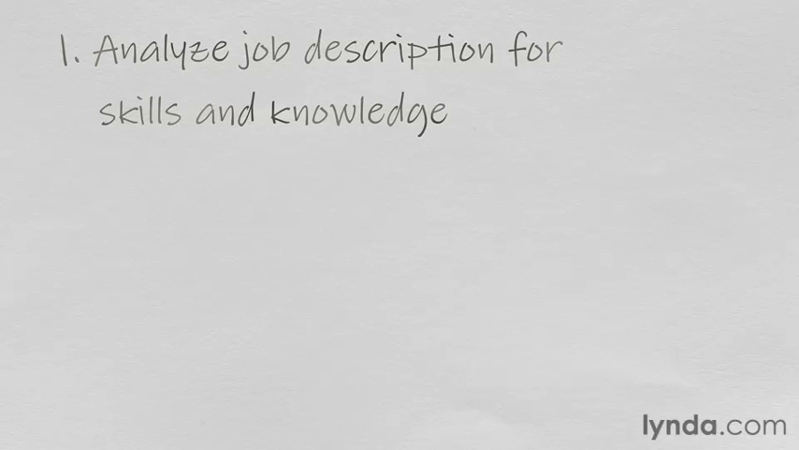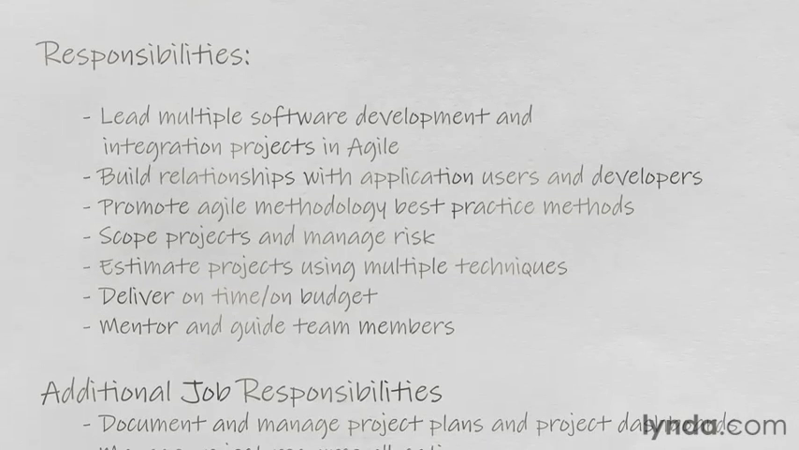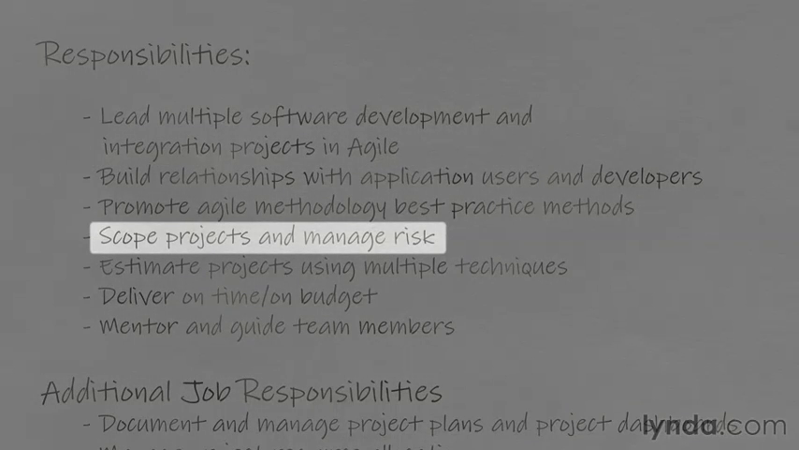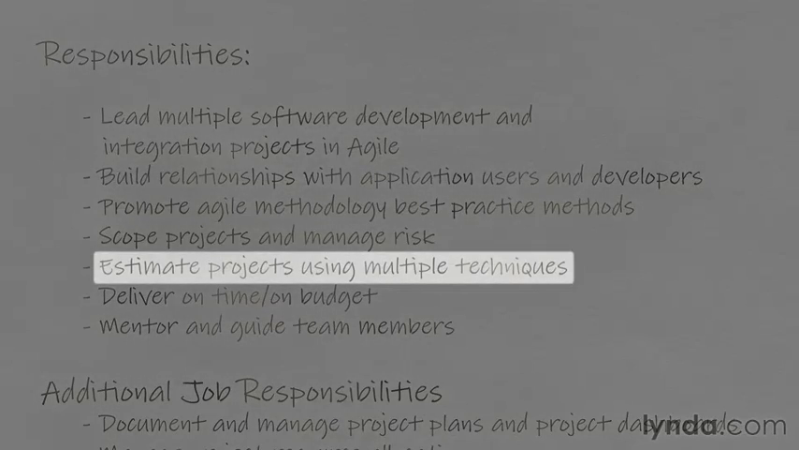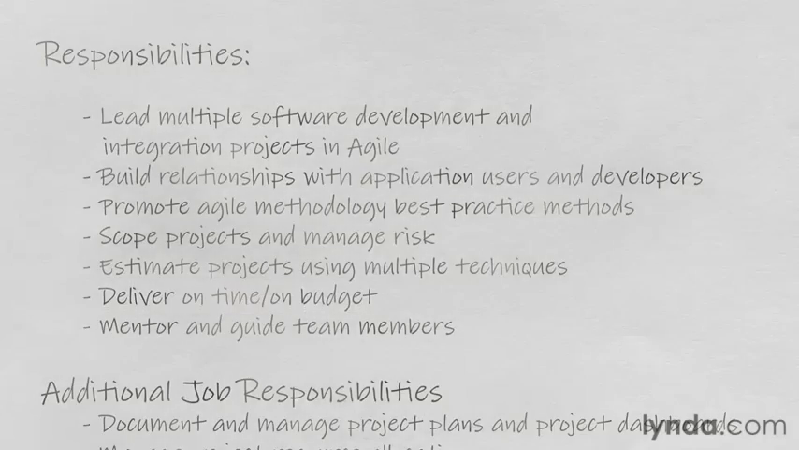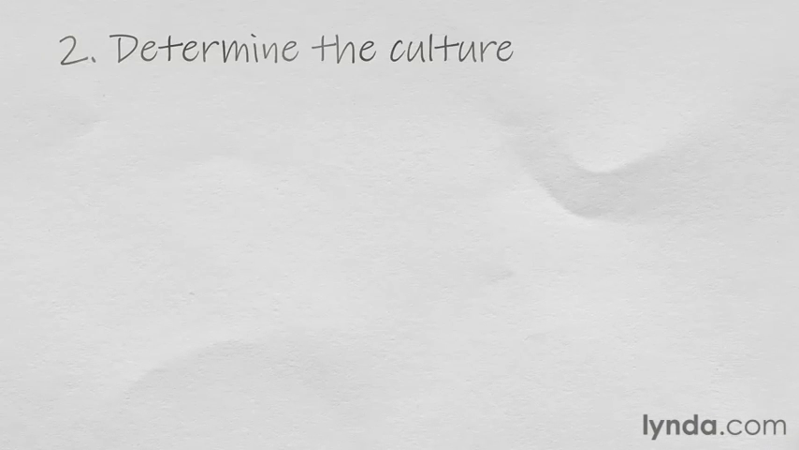Look at the responsibilities and qualifications sections to analyze this information. Let's take a look at an example project manager description. The 4 items that would be most important to prepare for include leading multiple software development and integration projects in Agile, scoping projects and managing risk, estimating projects using multiple techniques, delivering them on time and on budget, and mentoring and guiding people. The second step is more elusive in that you have to determine the culture and desired fit.